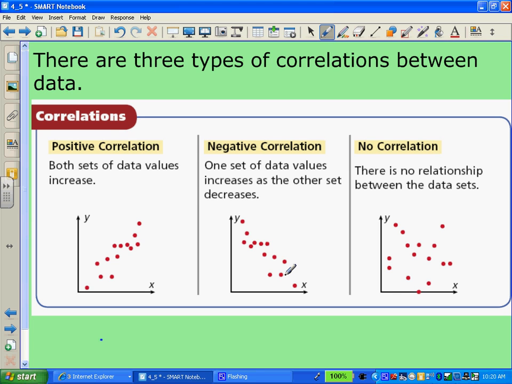In the negative correlation, you can see that as x gets bigger, y decreases. So that's called a negative correlation. And then in the third picture here, we have no correlation at all. And as you can see, the dots are all over the place and there's not a general trend. So what will happen here is they'll give you pictures of graphs and say, what's the correlation? And you'll just have to say whether it's positive, negative, or no correlation at all.